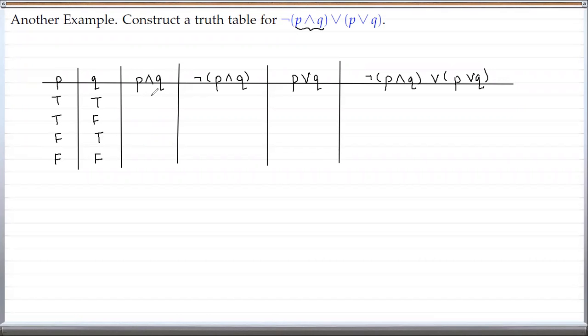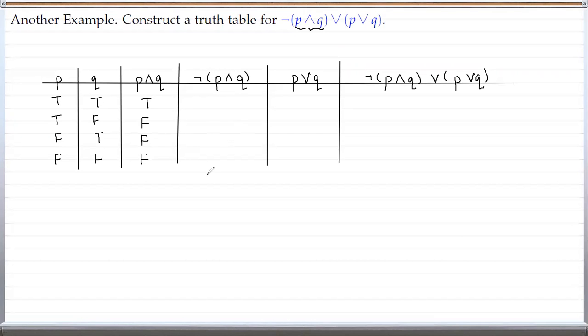Now let's fill out the column for P and Q. When both are true, P and Q is true. When P is true, Q is false, P and Q is false. When P is false, Q is true, P and Q is false. When both are false, P and Q is false.